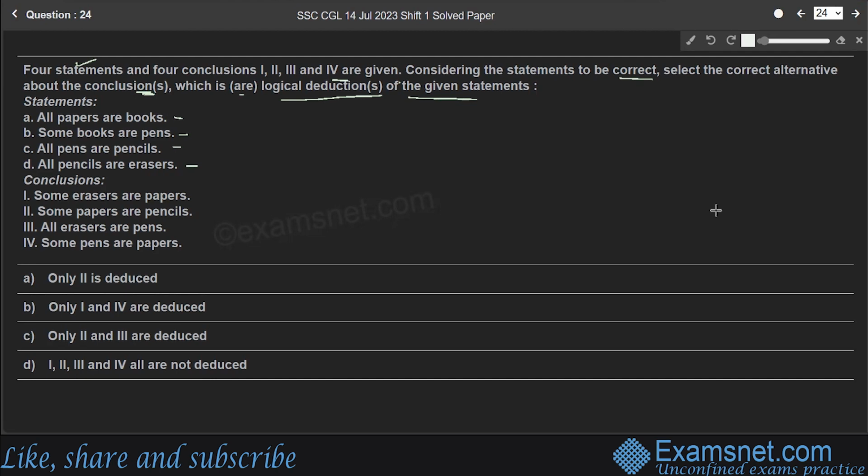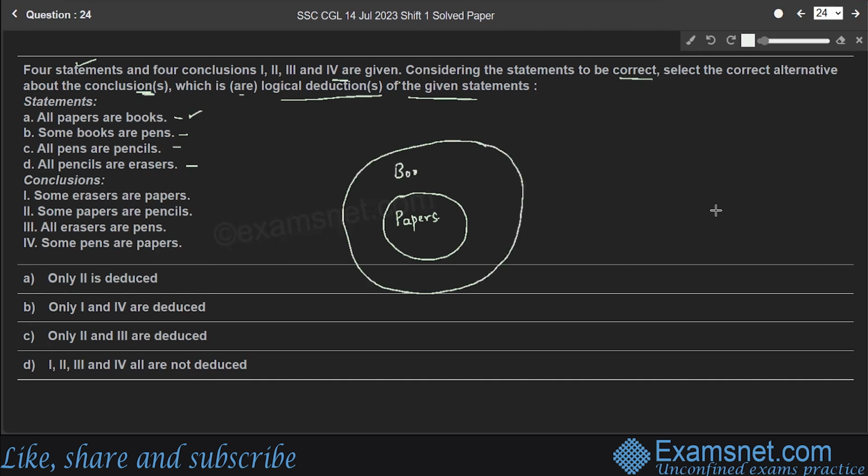Right? And the first one, all papers are books. So that means we need to consider a set of papers. All papers are books means this set is completely included in the set of books. This is the set of books. Hence, the first statement, all papers are books.